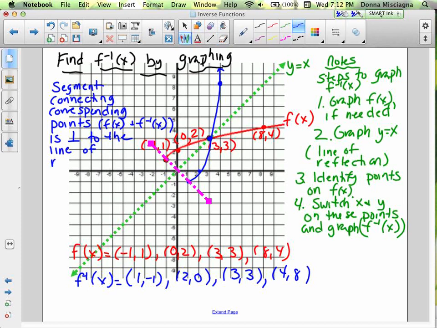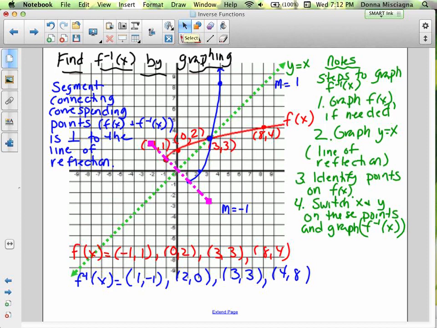Let's see if that's so. All right, so we know that y = x, slope is 1. Right? How about our purple line here? Well, notice we're going down 1 to the right 1, down 1 to the right 1. This has a slope of -1. Let's see if it connects all our corresponding points. And I'm going to try to make sure I go in a straight line and not mess up my line. That one looks pretty good.